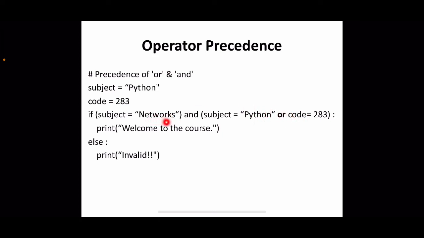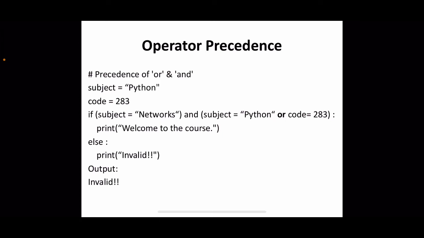Here subject equal to networks is false. So false and true, the result is false. So what will be the output? Invalid will be printed. So depending on the precedence of different operators, the expression will be evaluated. This is about operator precedence.